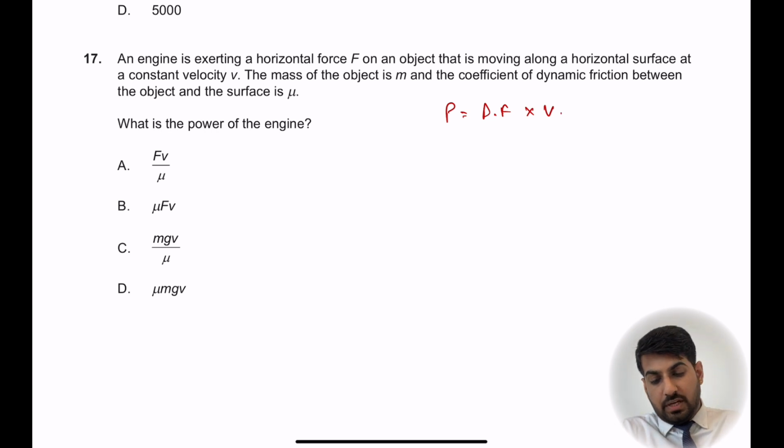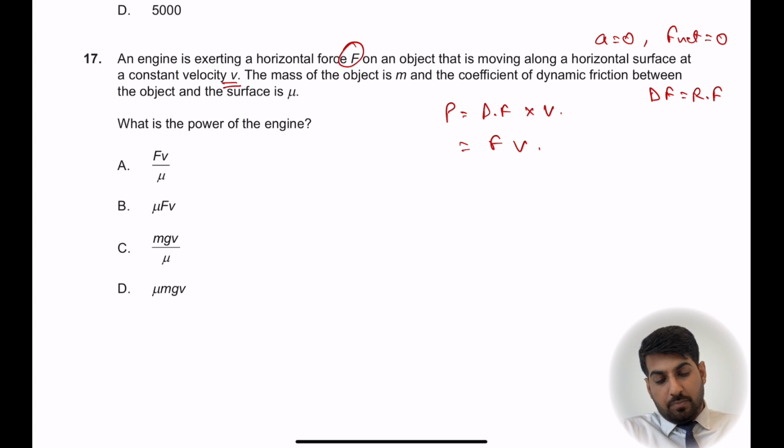Now if it is moving at a constant velocity, it means the driving force is equal to the resistive force, then only it is moving with a constant velocity, because acceleration is 0. Acceleration 0 means F net 0. F net 0 means driving force is equal to resistive force. So driving force here, can I write down F? It is moving with velocity V, right? And power is F into V.